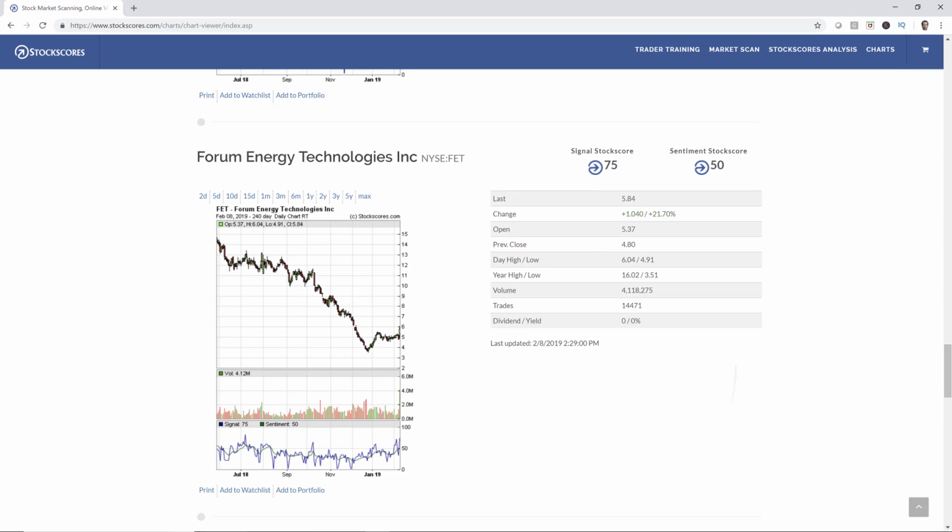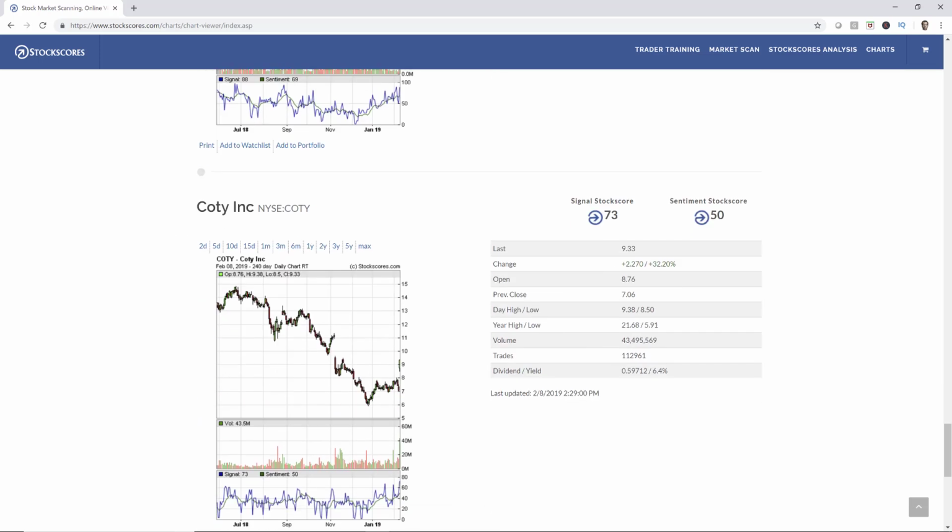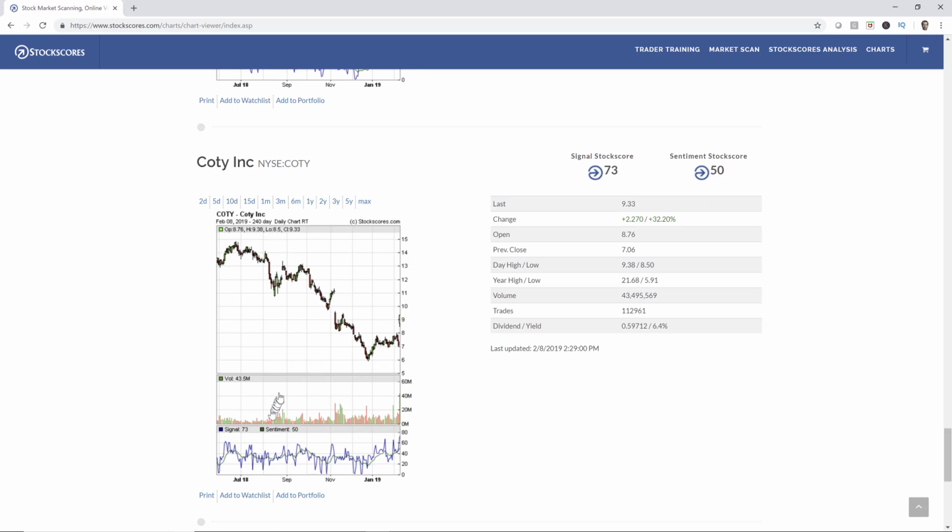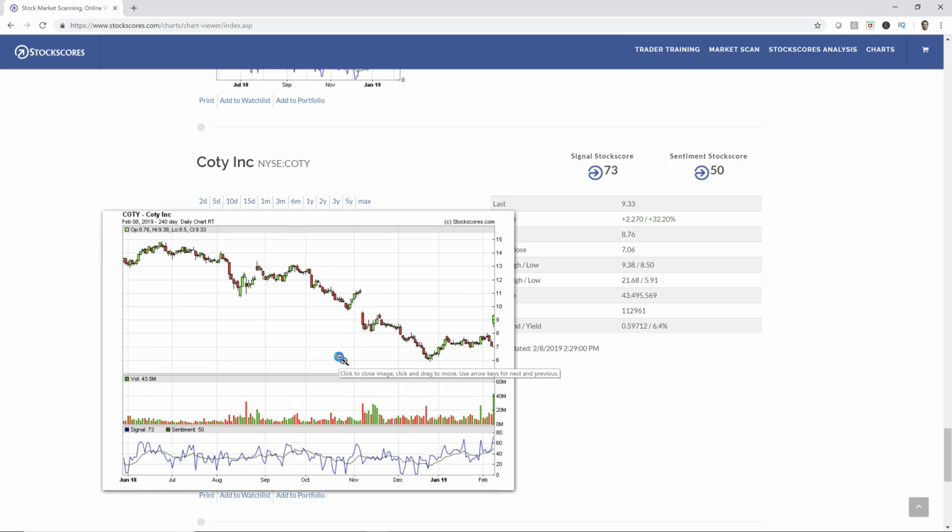Let's see if we can find one more here. I don't know if there will be any more. COTY, that looks pretty interesting. So COTY is actually a stock that we picked up in the active live service on Stock Scores about a week ago, I would say. I think it was January 31st. And the reason we found it on that day was because it did some abnormal trading that day. You can see the abnormal volume, the abnormal price action.